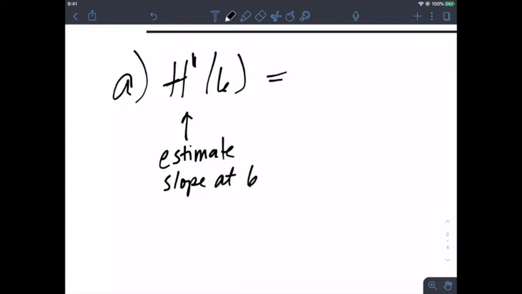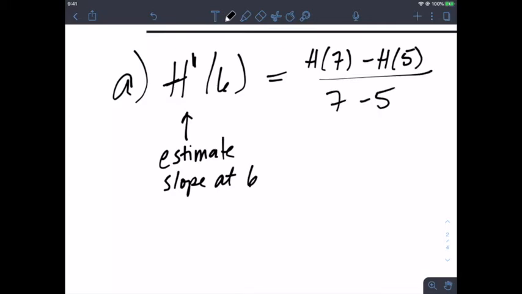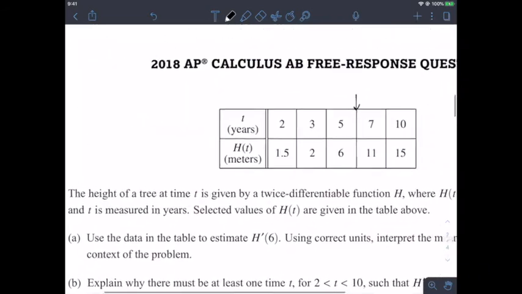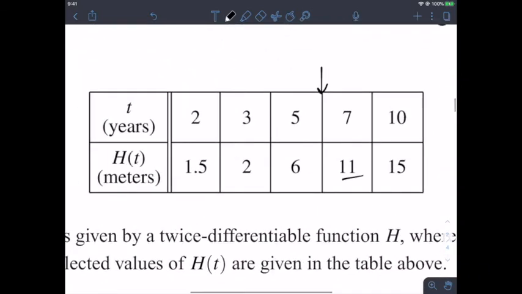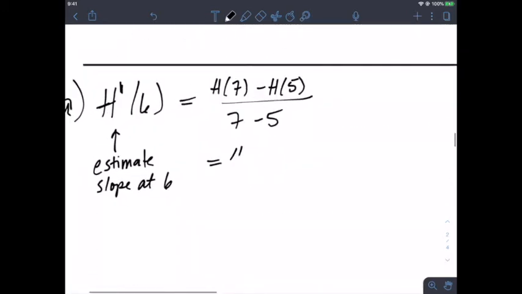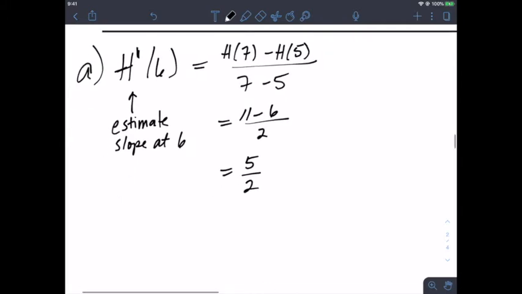Okay? So to estimate the slope at 6 using the table, what we'll do is h of 7 minus h of 5 over 7 minus 5. From the table, h of 7 is 11, h of 5 is 6. So we'll take 11 minus 6 in the numerator, and on the bottom, 7 minus 5 is 2. 11 minus 6 is 5, and so my answer here is 5 halves.